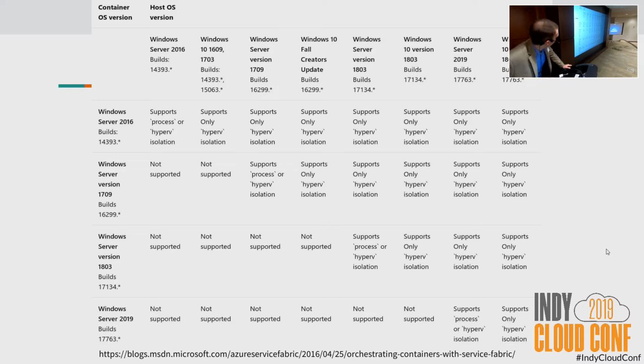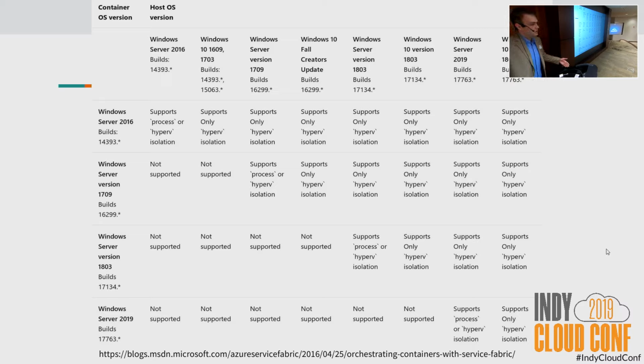So Microsoft provides this super handy chart of compatibility. And it's probably a little hard to read up there, but the key things to note are if your container operating system, the operating system that it's based off, is newer than the host machine you're going to run it on, there is no support. It's like half the chart. It's not possible.